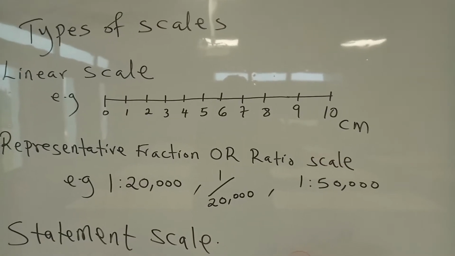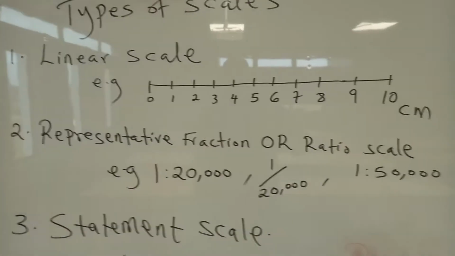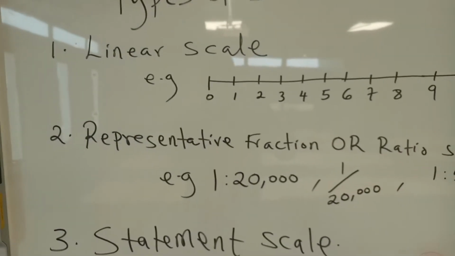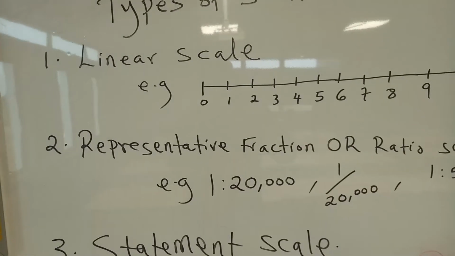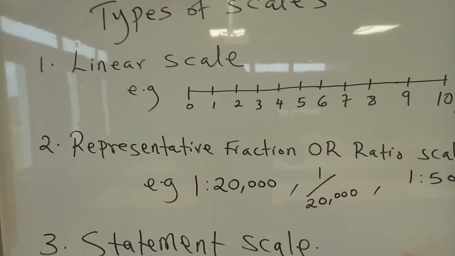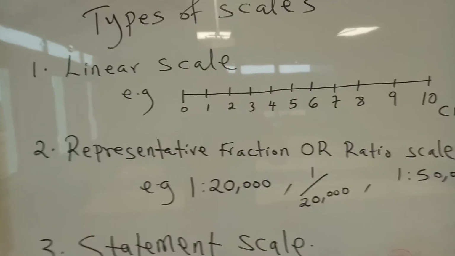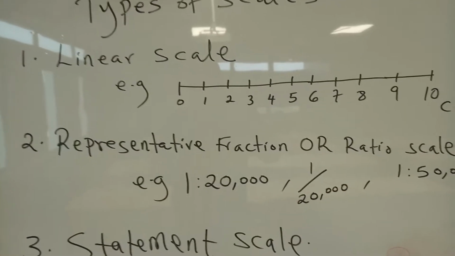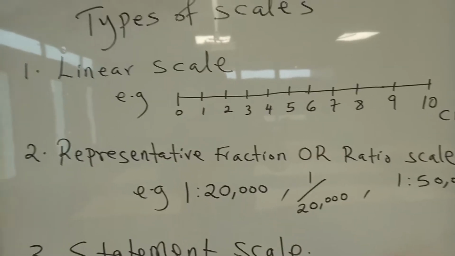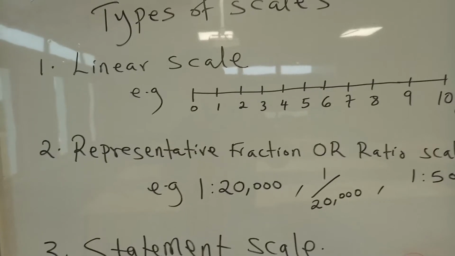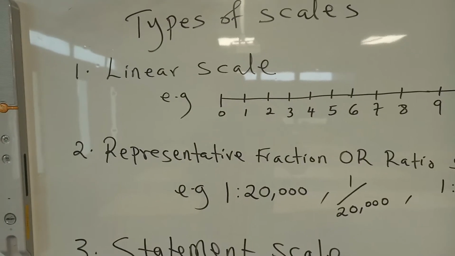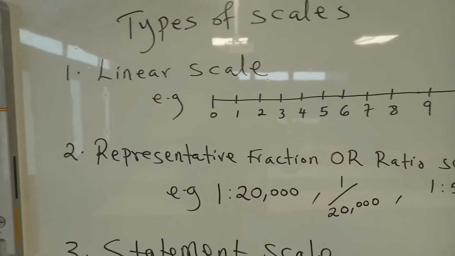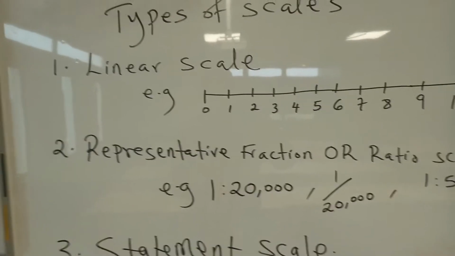So looking at, for example, the first one, 1 to 20,000, that's a scale. And looking at it, it means that 1 centimeter on the piece of paper is equivalent to 20,000 centimeters on the actual ground. So with that, you can calculate or convert it maybe to meters on the ground, how many meters were there, or how many kilometers are represented there.